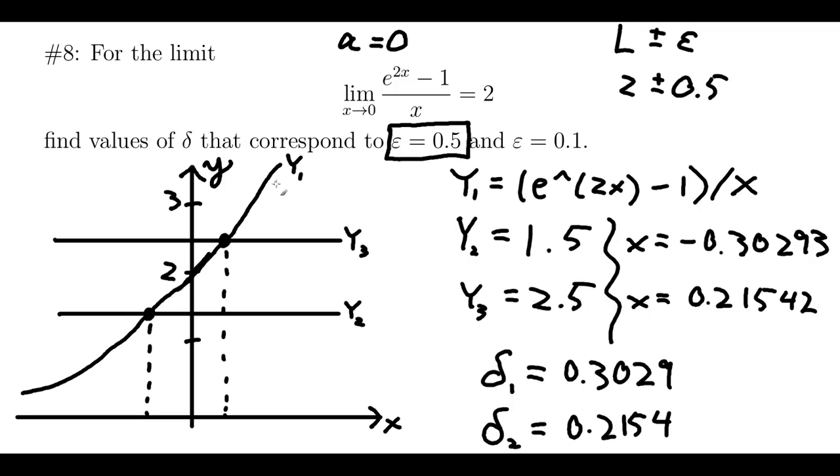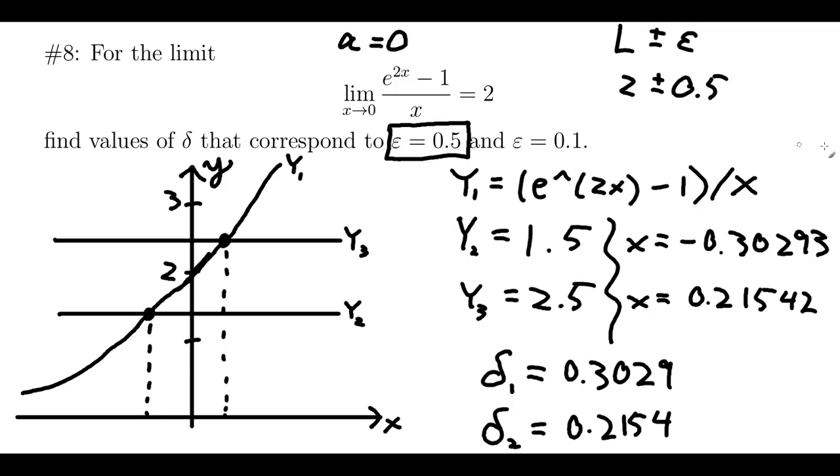But something to be clear about here is that when we talk about a delta corresponding to an epsilon, we only want one of them. Okay? Now this says values plural, but this is values of delta corresponding to this value of epsilon and that value of epsilon. In other words, this problem is asking us for 2 values of delta. There's one value of delta for epsilon equals 0.5, and a second value of delta for epsilon equals 0.1. So we only want one delta for this, and we have 2 options depending on which way we're going.